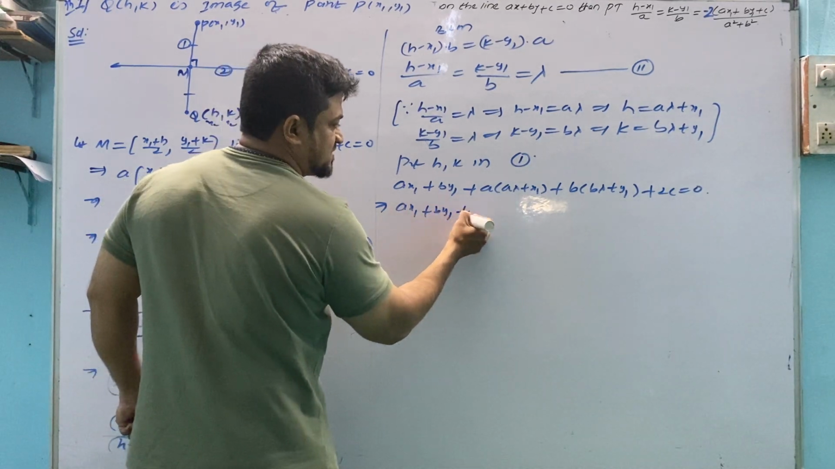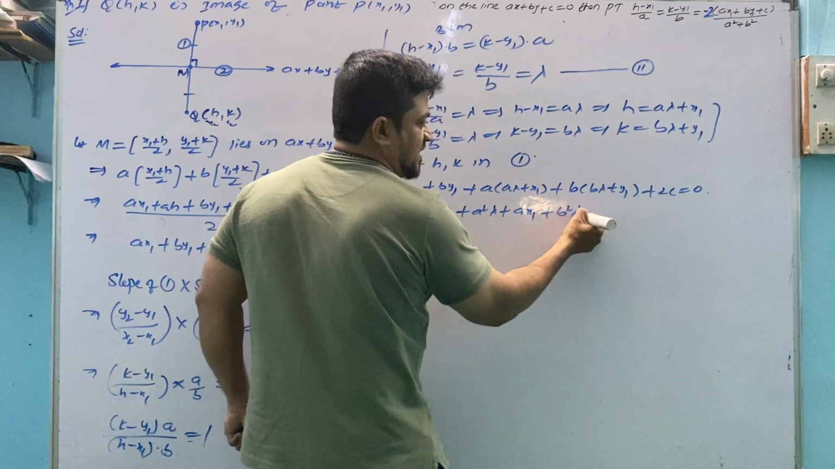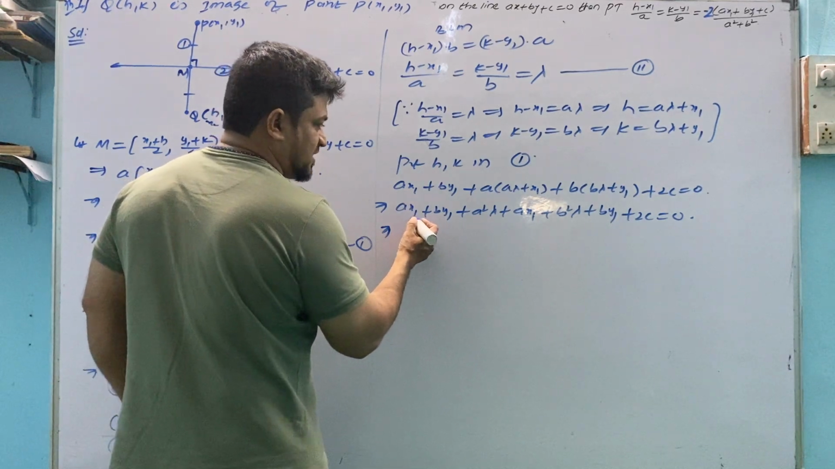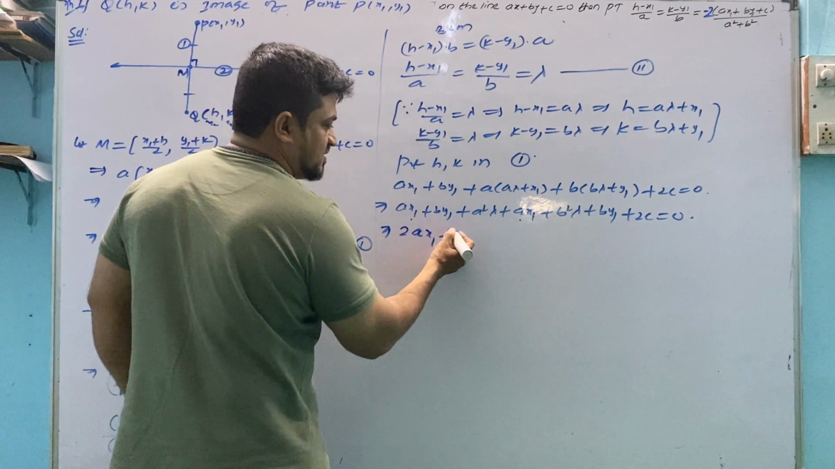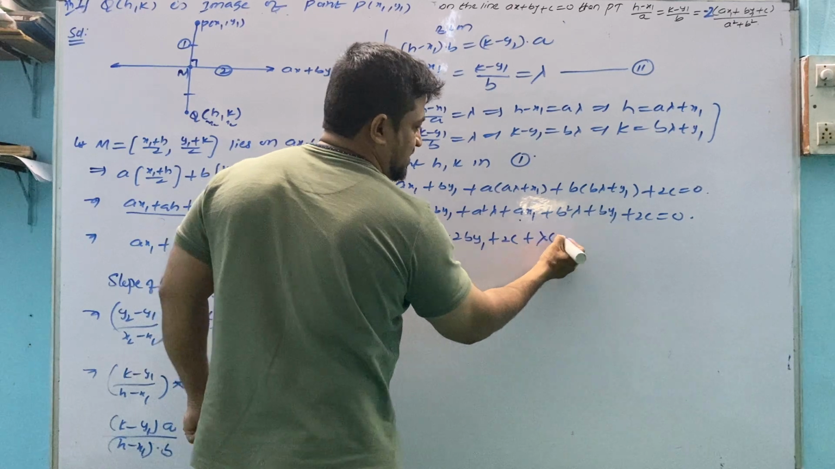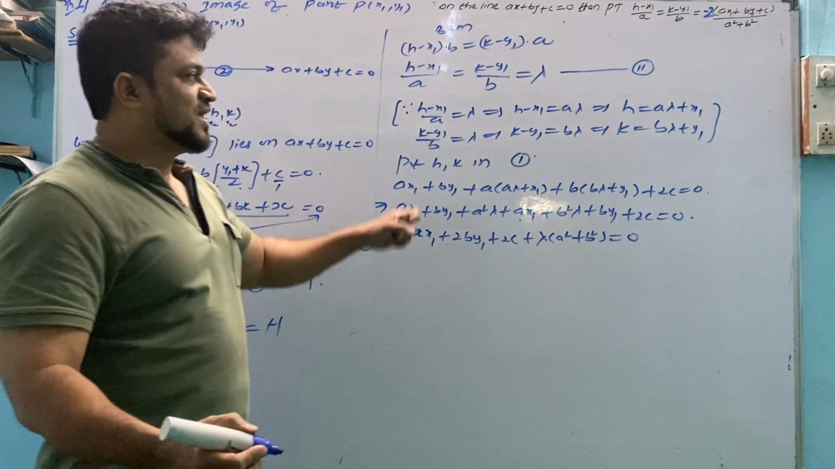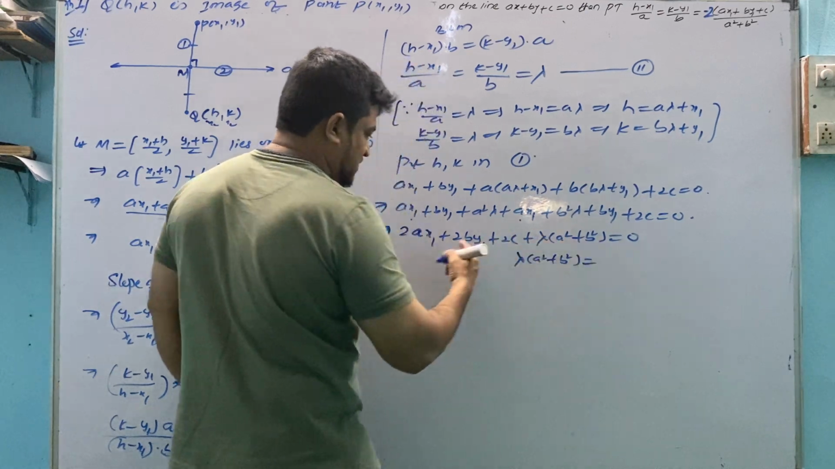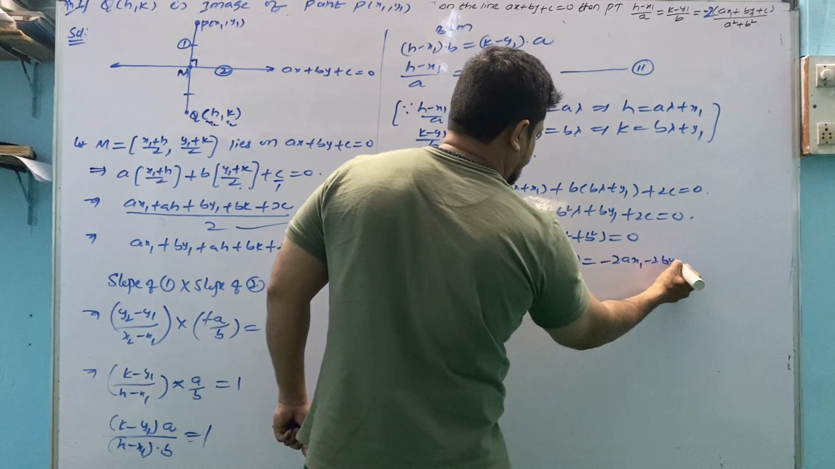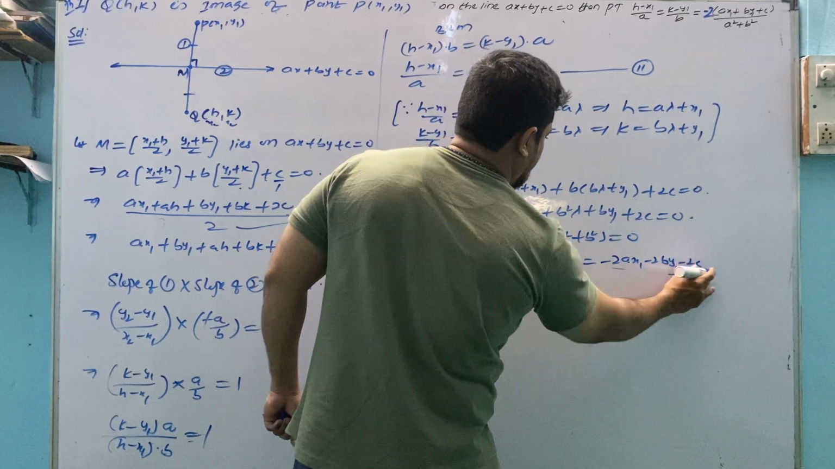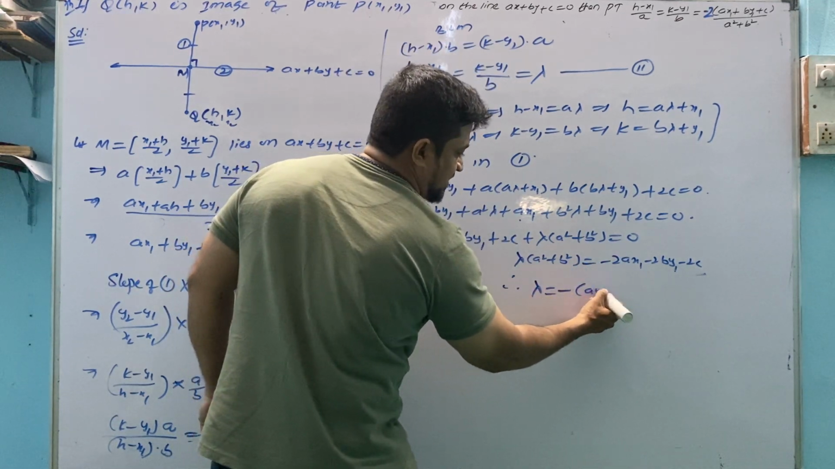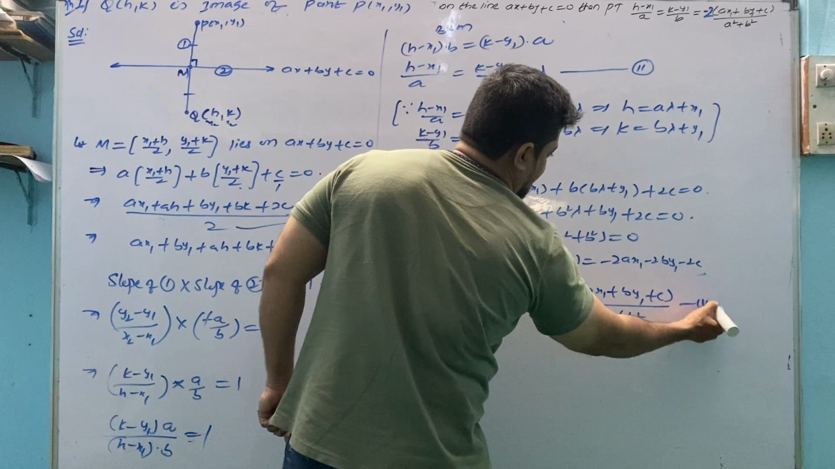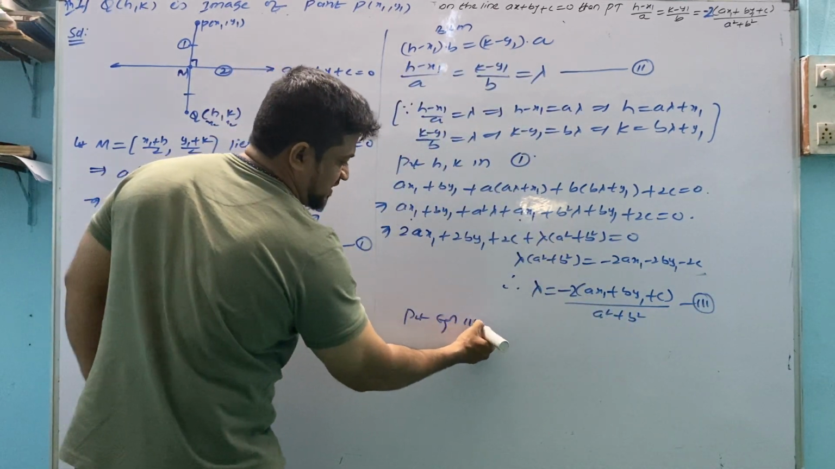Ax1 plus by1 plus a square lambda plus ax1 plus b square lambda plus by1 plus 2c equals 0. Now we have to take lambda common. Before that, ax1 twice is 2ax1, so 2ax1 plus 2by1 plus 2c plus lambda common, a square plus b square, equals 0. After substituting h and k values, we are finding the lambda value. So lambda term on the left side, the rest of the terms we send to the right side. Now lambda equals minus 2 common, (ax1 plus by1 plus c) divided by a square plus b square. This is the third one.